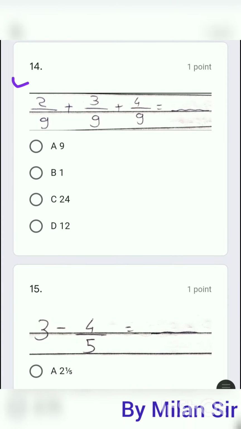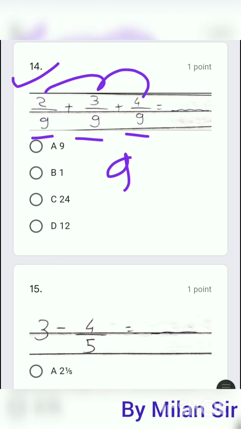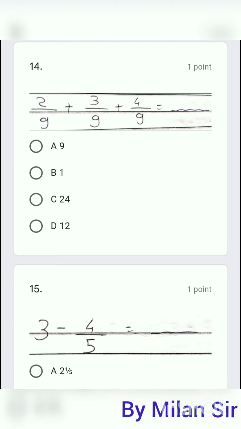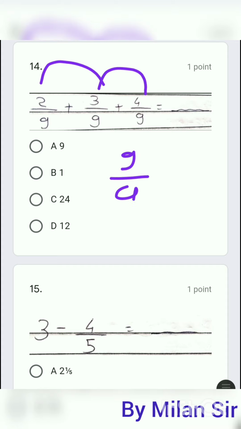After that, question number 14. Here 2 by 9 plus 3 by 9 plus 4 by 9. Now we have the same denominator, so directly we can add the numerators, right? 4 plus 3 is 7, 7 plus 2 is 9, 9 divided by 9 is 1. So option B is correct.